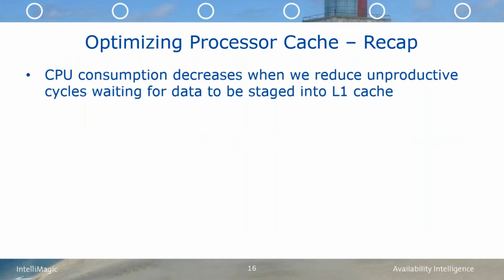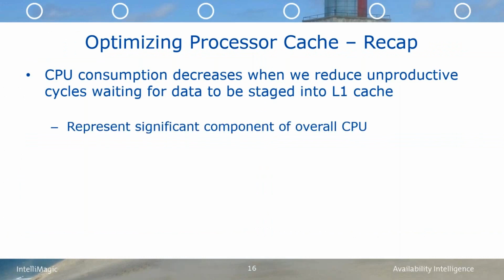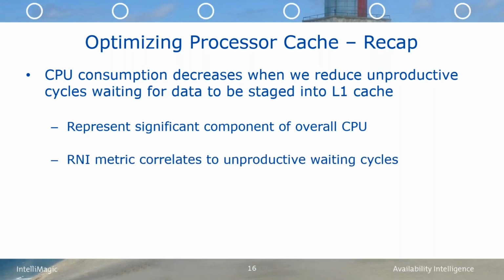So far, we've seen from looking at the processor cache concepts and metrics that CPI, and thus CPU consumption, decreases when we reduce unproductive machine cycles waiting for data and instructions to be staged into level 1 cache. And this effort to optimize processor cache is worth investigating. It's important to have good visibility into processor cache metrics because lots of cycles are at stake. Those unproductive waiting cycles typically represent at least 1/3 of overall CPU and often 1/2 or more.